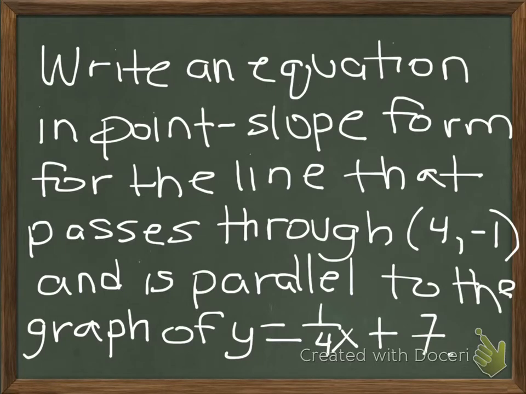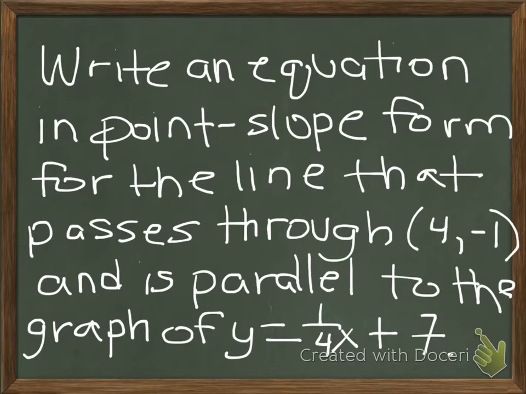So we're asked here to write an equation in point-slope form for the line that passes through 4, negative 1, and is parallel to the graph of y equals 1/4 x plus 7. So what you need to figure out here is what the slope is going to be in your new equation. And that's what you're starting with.